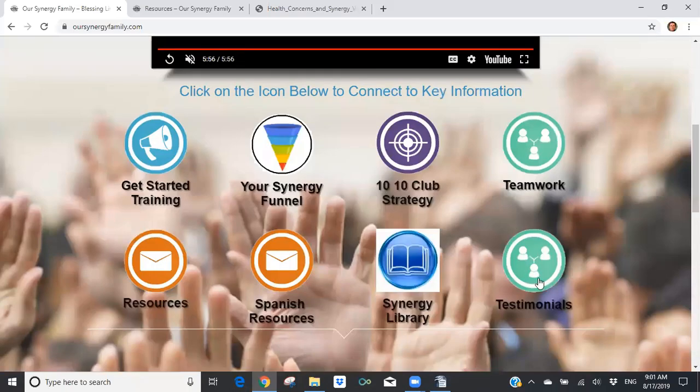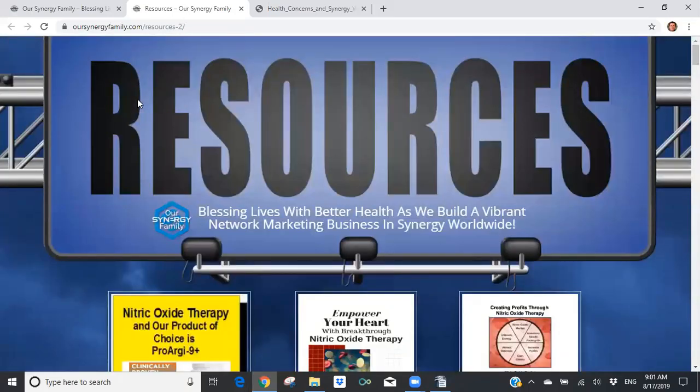And the key thing is there's 8 icons on this page. And if you click on the icons, they're going to take you to a specific location within this website that has, hopefully for everyone on this call and the ones that are watching this recording, useful information that will help you build your Synergy business. And one of these icons is what's called resources. And if you click on this resource icon, it takes you to this page. This will be the top of the page, clearly identifies it as resources. And because nitric oxide therapy is our primary marketing strategy, the information that you'll see at the top of this page is all related to nitric oxide therapy.